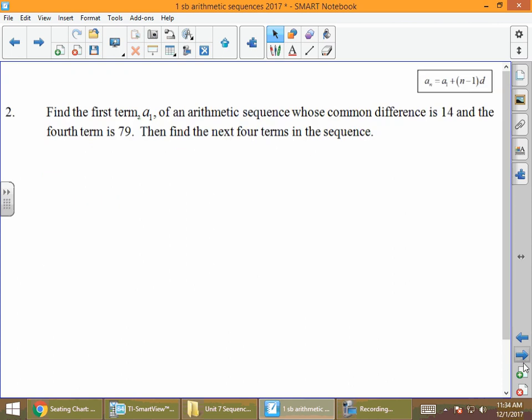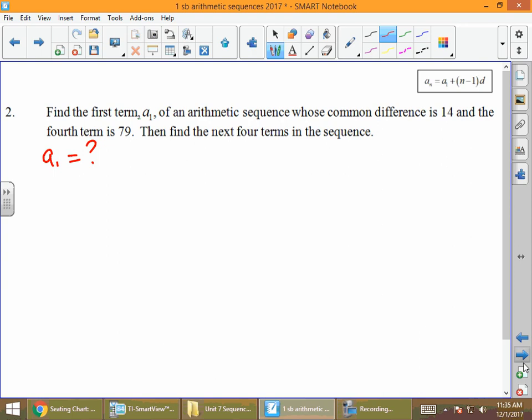When we look at problem number 2, a couple things that we need to do on this one. Again, I recommend starting as far left on your paper as possible to fit it in. It says find the first term, a sub 1, of an arithmetic sequence whose common difference is 14, and the fourth term is 79. Then find the next 4 terms in the sequence. So let's list what we know, because sometimes we're given information about the sequence, we're not given the sequence. And first and foremost, what it says is, we don't know what a sub 1 is. That's what we're trying to find this time. We don't know what it is.